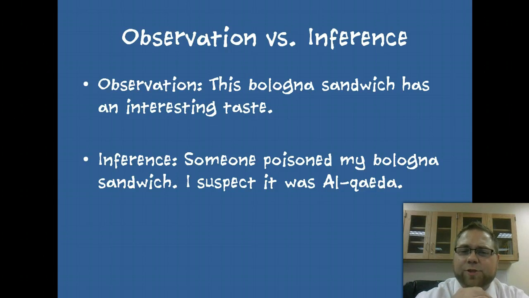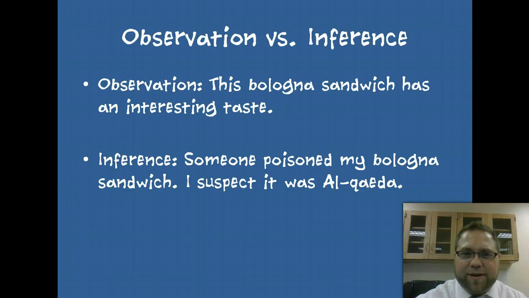Like here, this bologna sandwich has an interesting taste. That's an observation. An inference is, someone poisoned me. I think it's Al-Qaeda. You just need to get out more. Like an observation is, Mr. Smith has a beard, and a nice one at that. The inference would be, perhaps in a previous job, Mr. Smith was a beard model. Could be, but you don't have facts to support that. And I'll never let you know for sure. And then that's pretty much the test. Make sure you study for it and you come in ready to go.